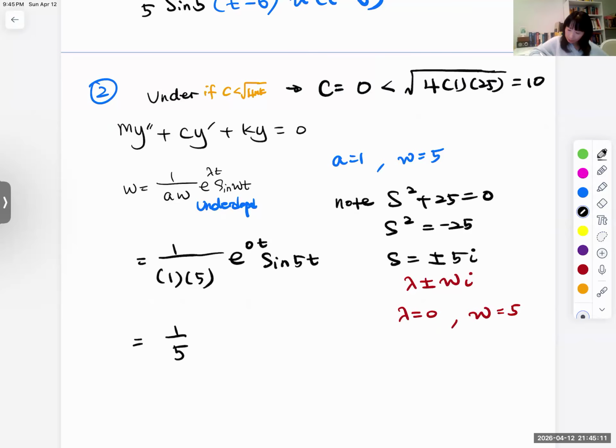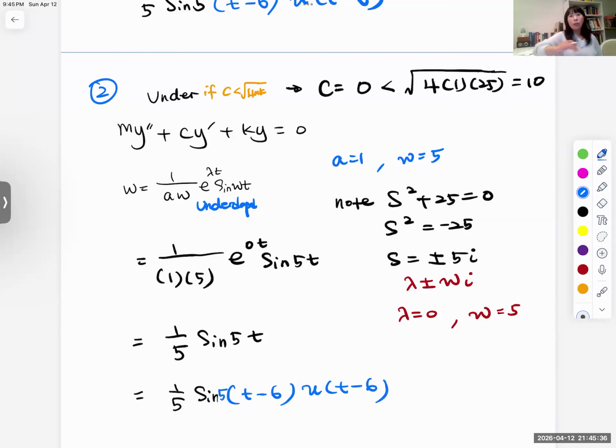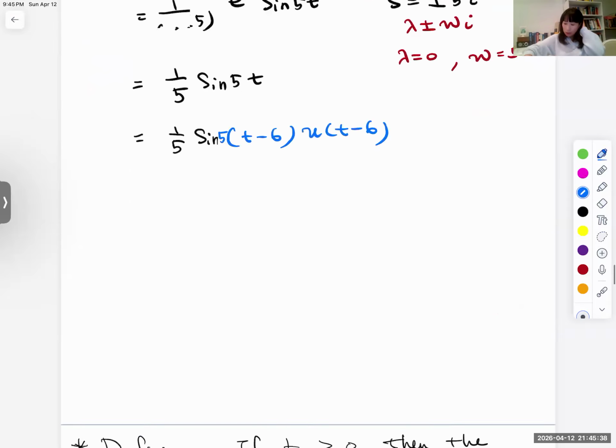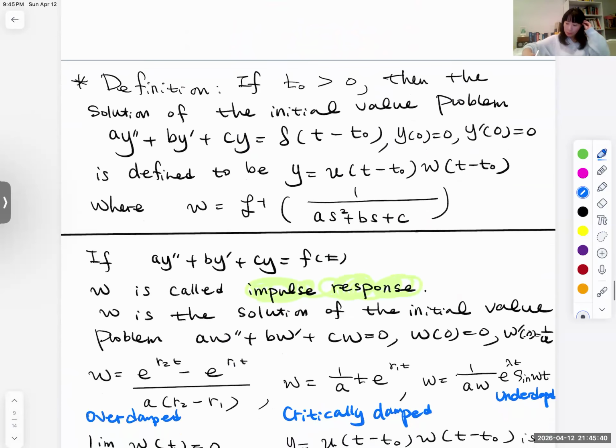Make sense to you? Sine 5t, and then we change that later to 1/5 sine 5(t minus 6), and then we are using u(t minus 6). Okay, now let us do this example.